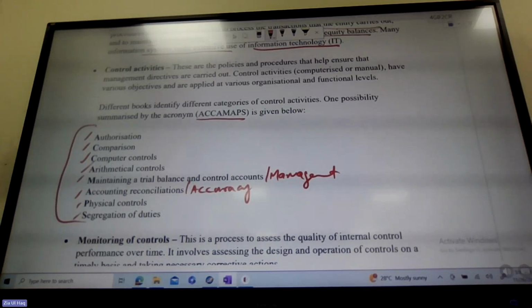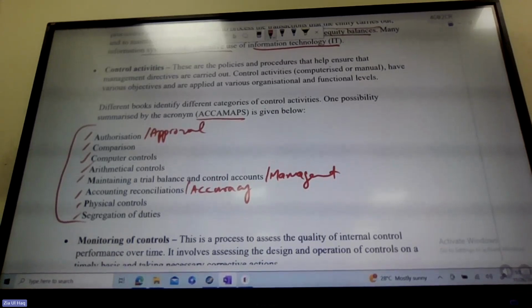What are these? Authorization, also called approval. Before making an order for high value items, there should be proper approval, proper authorization from the departmental head, so that unnecessary buying can be controlled, so that liabilities of the business can be controlled. So there should be authorization, there should be approval for buying large value items.